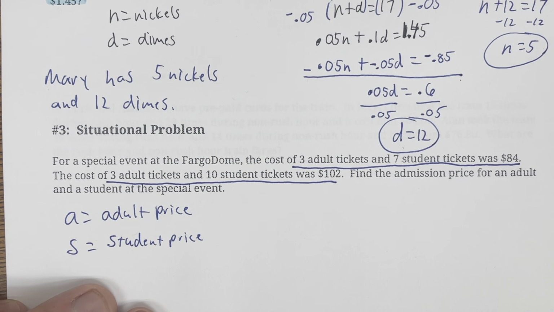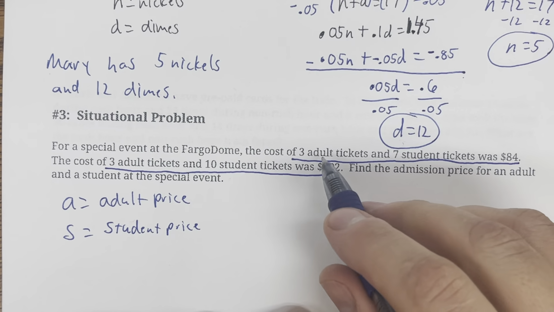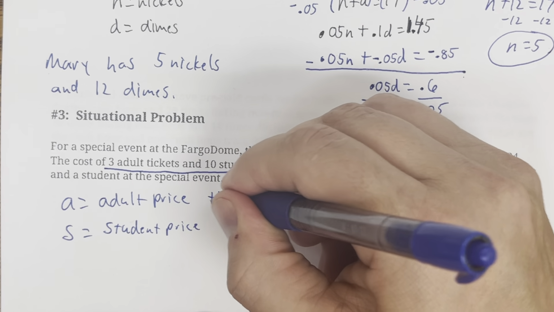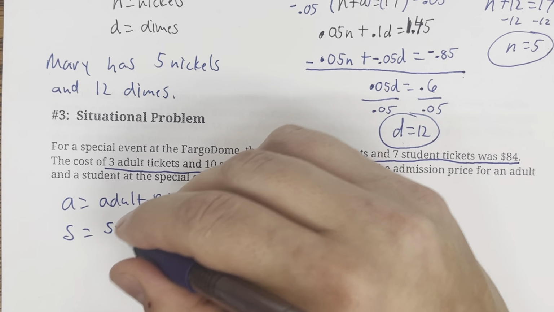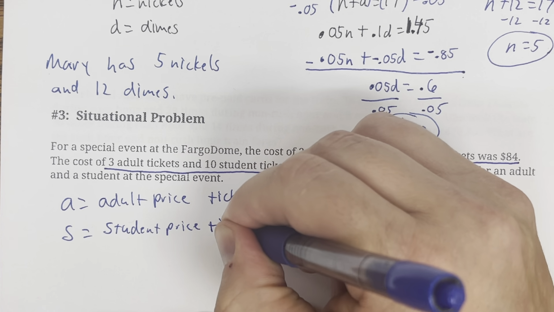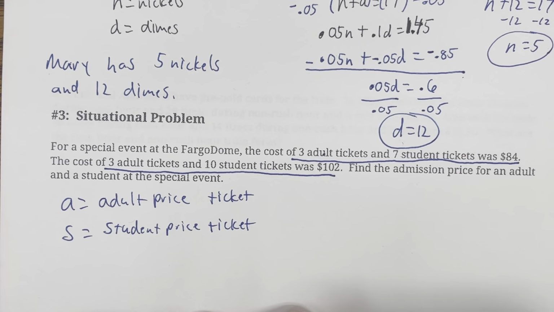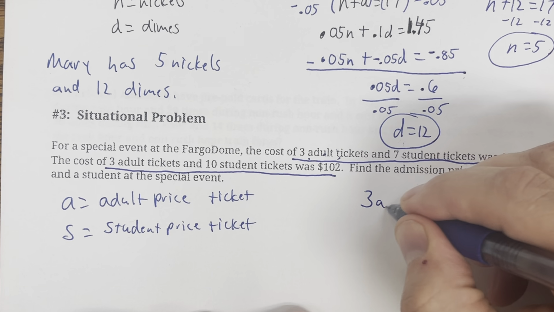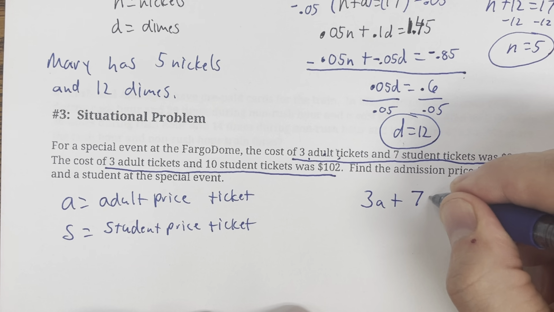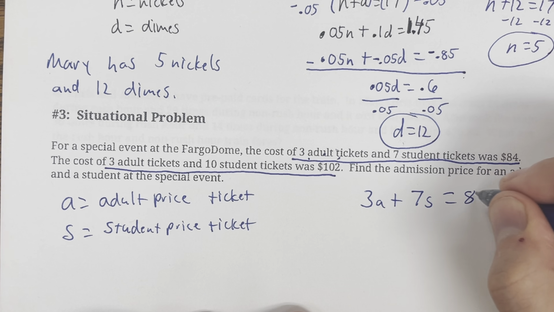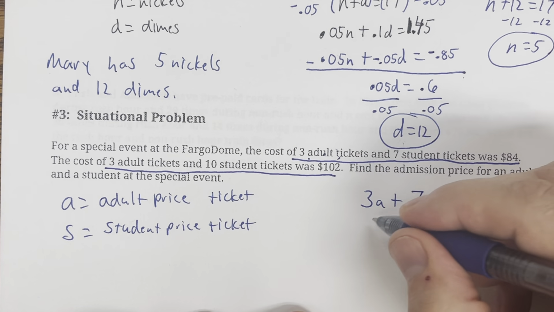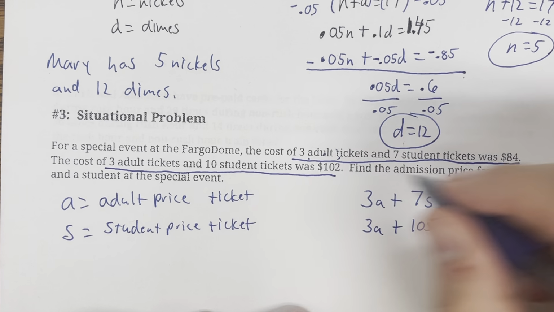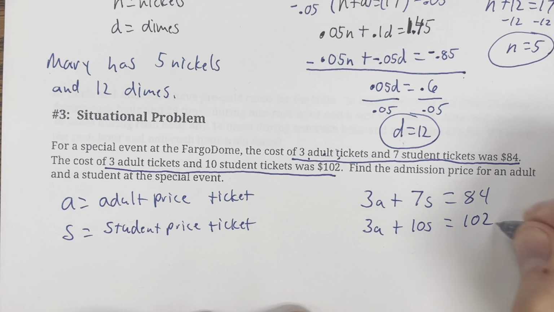All right, now we can write our equations. So 3 adult tickets, so that's adult ticket price, and student ticket price. A little more specific here. So 3 adult tickets, so 3A, plus 7 student, 7S, is equal to 84. Now we have 3A plus 10S equals 102.